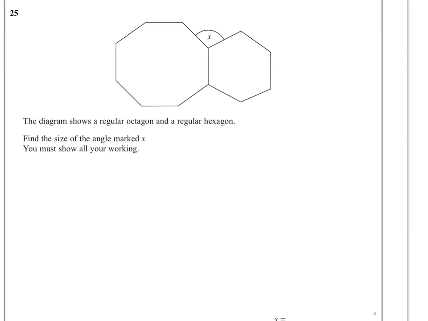Question 25. The diagram shows a regular octagon and a regular hexagon. So the fact that they're regular means that the sides are the same length. One's an 8-sided shape, the octagon, and the other is a 6-sided shape, a hexagon. So I'm going to start with the octagon here. I'm going to look at a slice of it, and then I'm going to do the same for the hexagon. And I'm just going to enlarge this here.